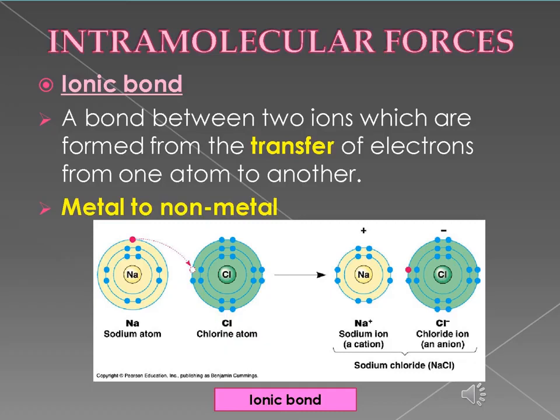The sodium atom, which is the metal atom, will transfer one of its electrons to the chlorine atom, which is non-metal. When the sodium atom transfers its electron, it becomes a sodium ion, which is a cation or positive charge ion. And the chlorine atom, which receives or accepts one electron, becomes a chloride ion, which is an anion or negative charge ion.